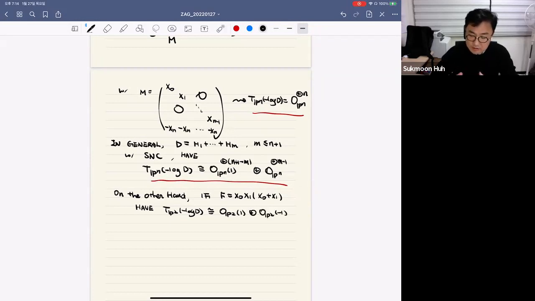So this is, in fact, the direct sum of 2 line bundles with degree 1 and degree minus 1. So this logarithmic tangent bundle, we can see, heavily depends on the dual lattice of the hyperplanes, or how, in general, they intersect each other.